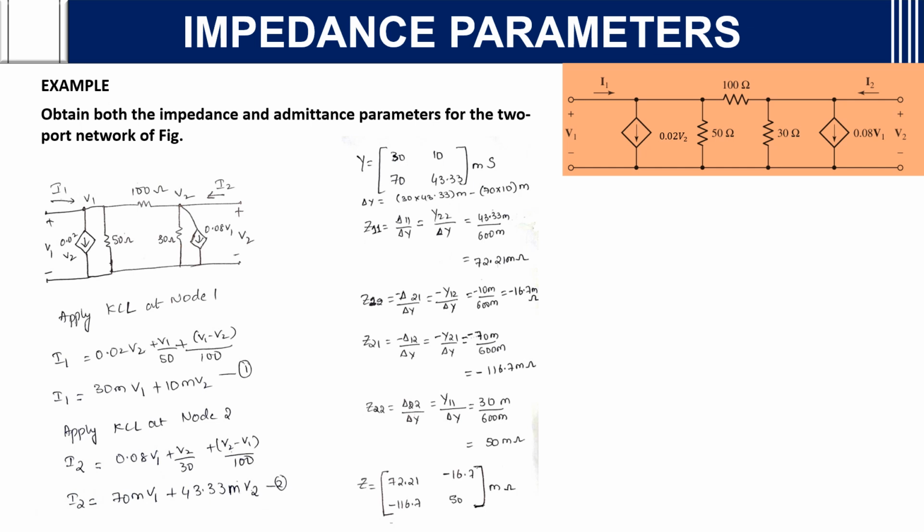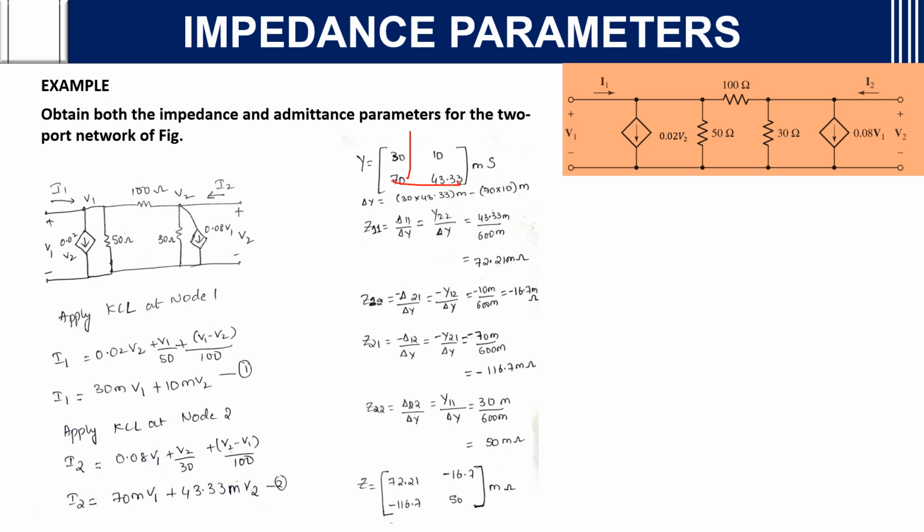So Z11 is equal to delta 11 by delta y. First row, first column, 43.33 by 600 milli. You will get delta y as 600 milli. So 72.21 milli ohms. Then Z12 is minus delta 21, second row, first column, minus 10 by 600 milli. You will get 16.7 milli ohms.